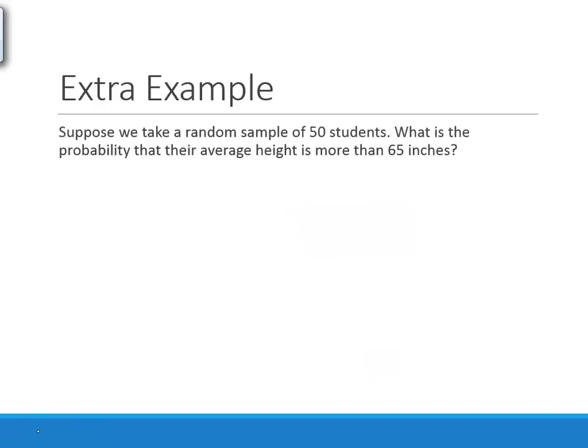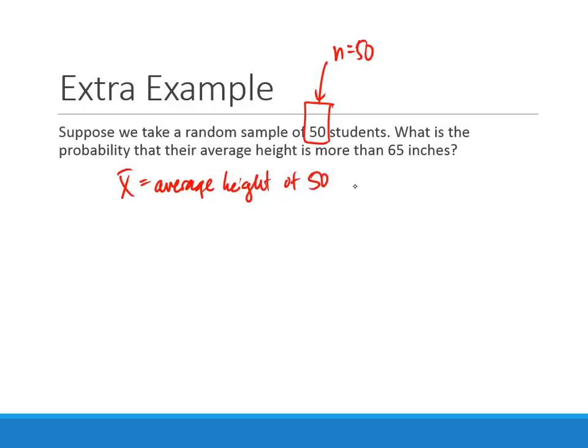But if we jump up here, now I have a random sample of 50 students, and I keep asking the same question over and over. What's the probability that their average height is more than 65 inches? Now I can do something. Now we can use the results of the previous chapter to calculate this probability. So here my sample size is 50. And again, let's let x bar equal the average height of 50 students now.